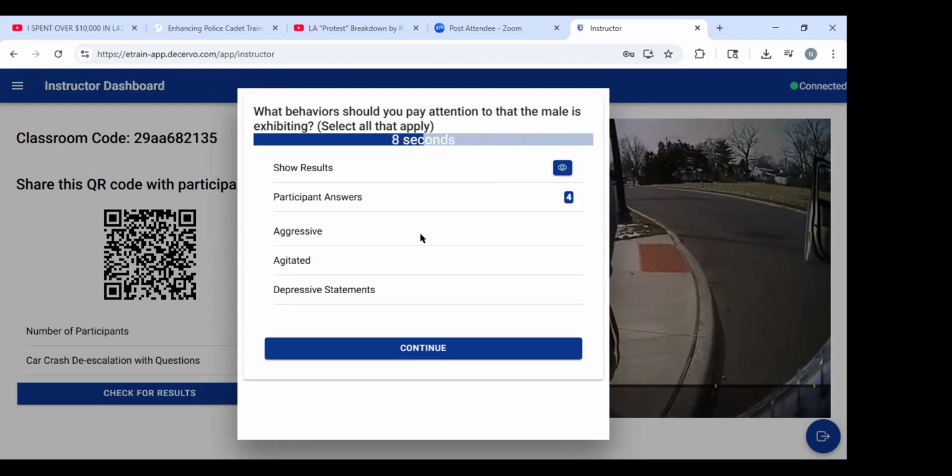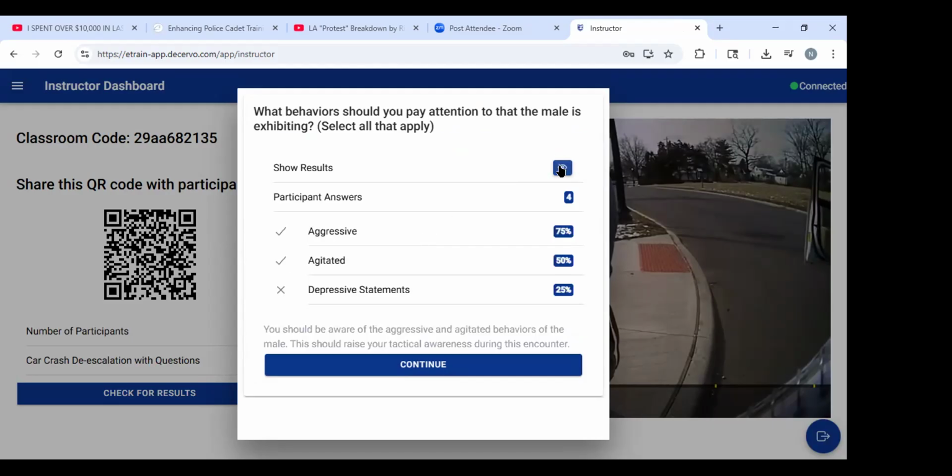So after everybody's made their choices, Nate, if you want to, show the results, that's the button in the top right corner. So you can kind of read in the class who's noticing what, right? Three out of four of us noticed he was aggressive. Half of us noticed he was agitated. One of us said he was making depressive statements, right? And so that explanation is below right there, just in terms of something you notice about that person. Okay.